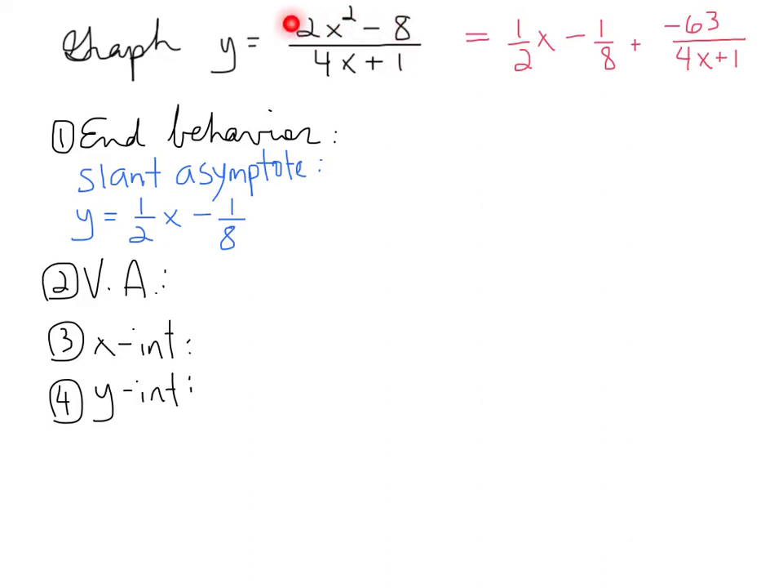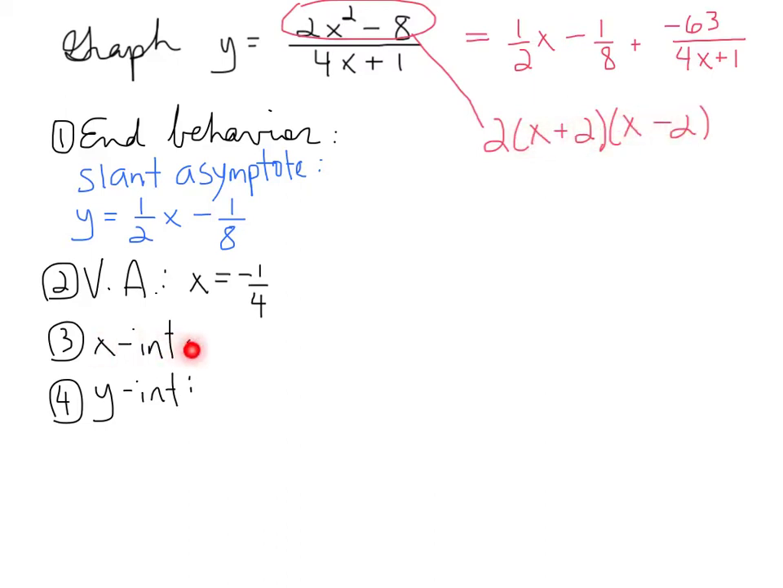Since negative 1/4 doesn't make the numerator 0, we know that this 4x plus 1 is not going to cancel. So we know that negative 1/4 is going to be a vertical asymptote. To get the x-intercepts, I'm going to go ahead and factor the numerator. It factors as 2 times (x plus 2) times (x minus 2). So that means the x-intercepts, or what makes the numerator 0, are negative 2 and positive 2.